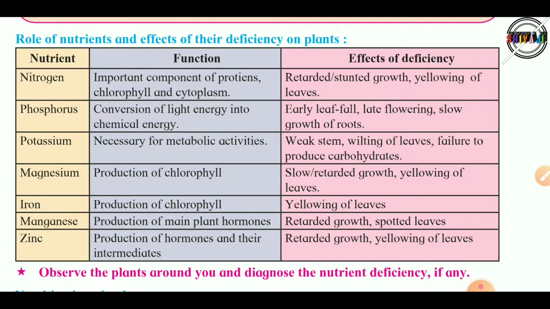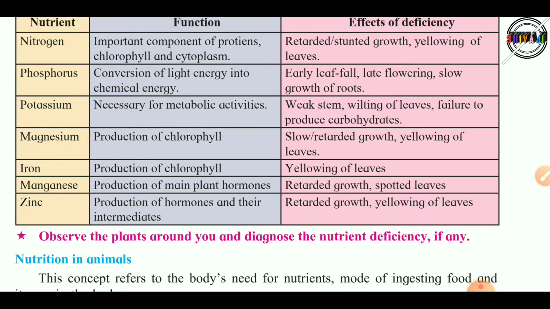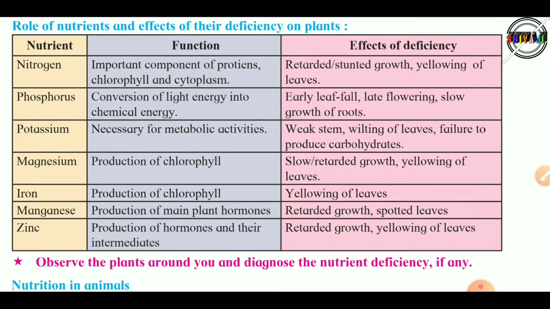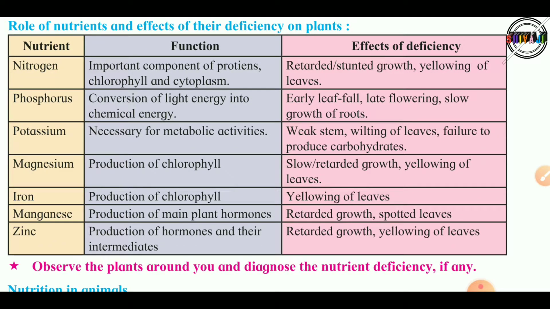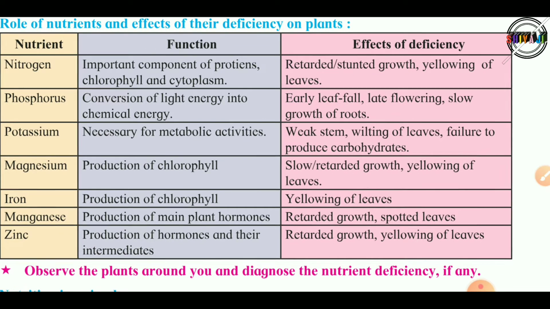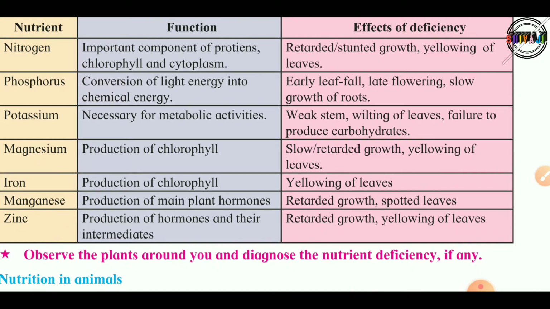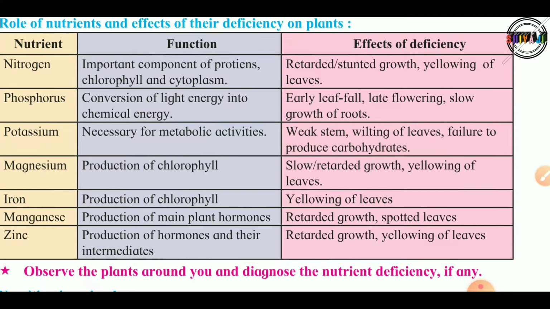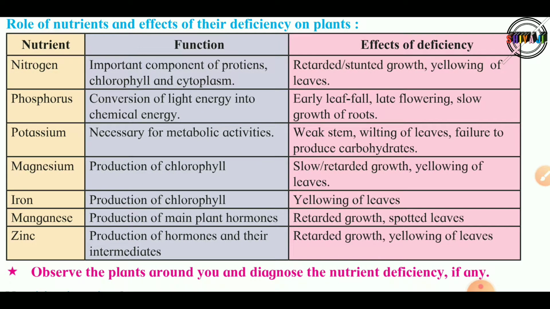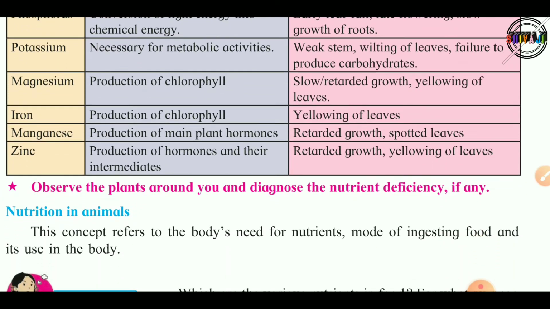Just like that, phosphorus, potassium, magnesium, iron, manganese and zinc all have their own functions, and if they are not available to the plant, the common effects of deficiency are slow or retarded growth and yellowing of leaves. These are the effects of nutrient deficiency in plants.